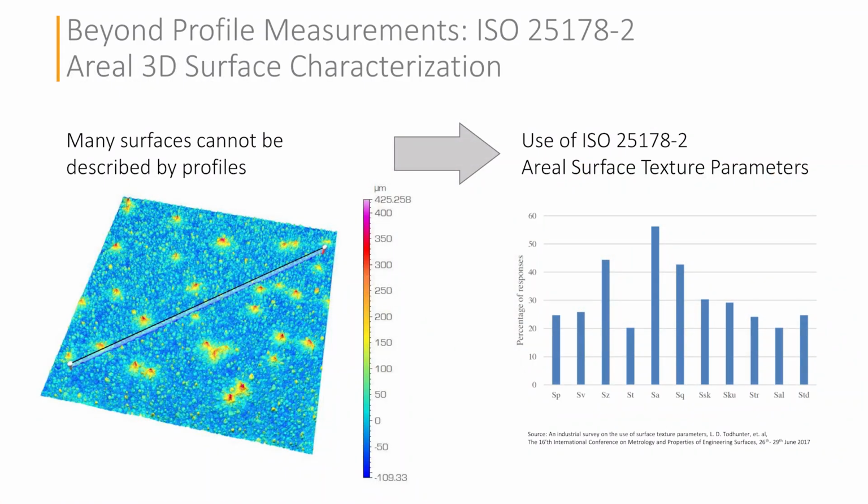A single profile represents only one line across a surface. For many surfaces, this is not sufficient. Depending on where the profile is taken, important peaks, valleys, or other features may be included or missed entirely. Areal measurement instead evaluates the complete three-dimensional surface. ISO 25178-2 defines parameters for describing this areal surface texture, including height, spatial, hybrid, and functional parameters. This provides a much richer description of surfaces whose function depends on their three-dimensional structure.